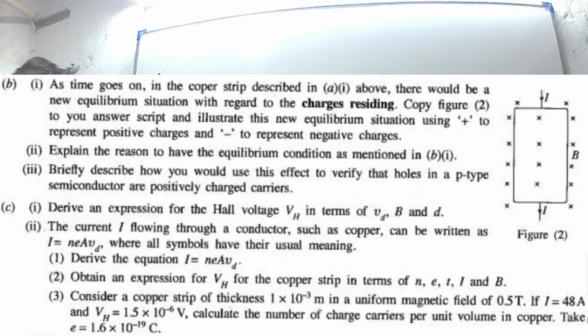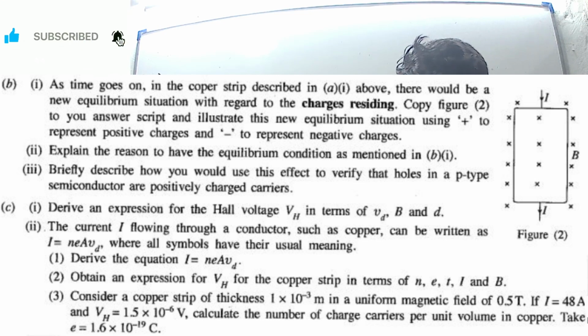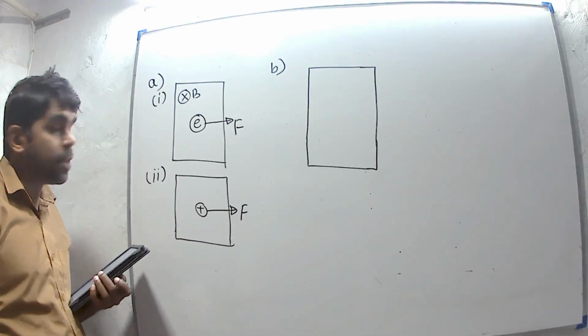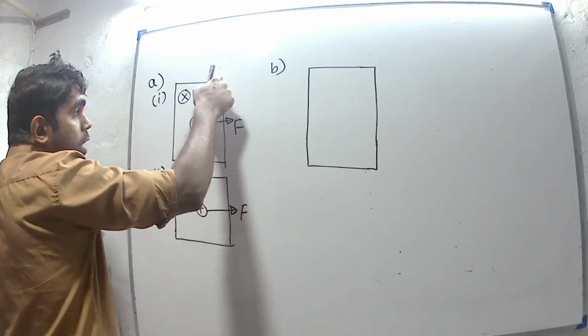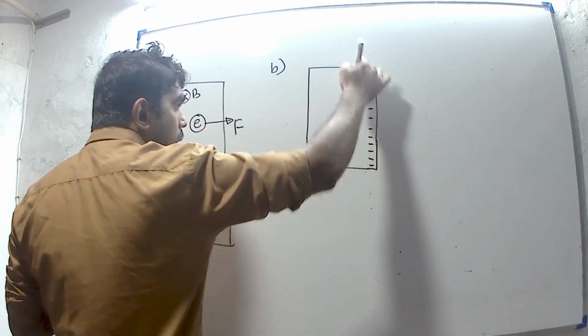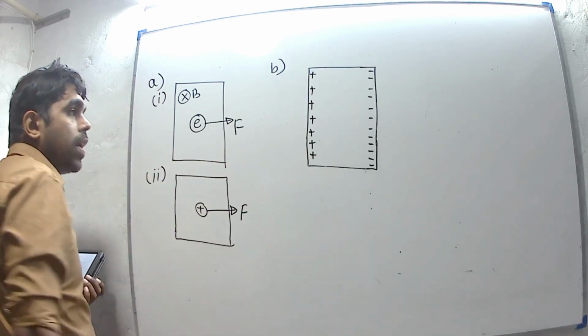Part B1. As time goes on, for the copper strip described in A1 above, there would be a new equilibrium situation with regards to charges residing. Copy figure 2 into your answer script and illustrate this new equilibrium situation using plus to represent positive charges and minus to represent negative charges. From A1 above, it means we have to consider electrons are current carriers. Therefore, there is a force on an electron to the right hand direction. Then minus charges should be placed in this line and relatively plus charges are in this line.